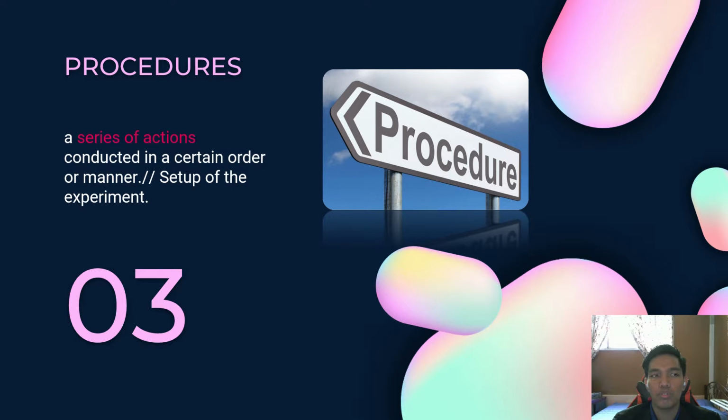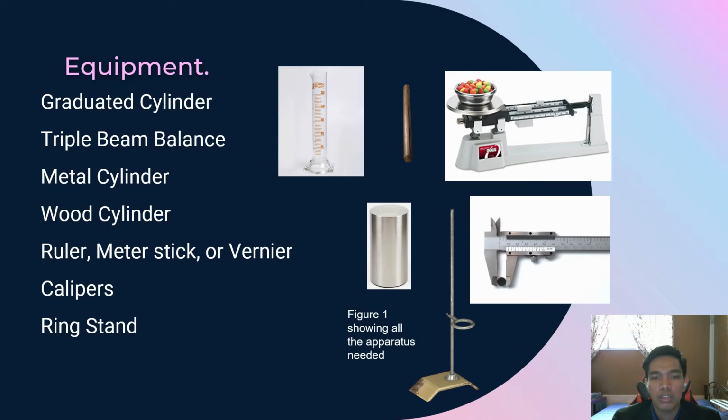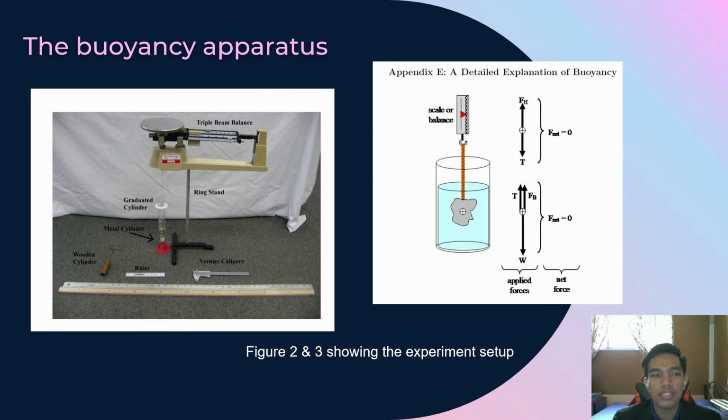Moving on to our next point, which is the procedure of the experiment. For this experiment, we are going to need a big graduated cylinder, a triple beam balance, a metal cylinder, a wood cylinder, a ruler, meter stick or vernier calipers, and a ring stand. Here is the buoyancy apparatus setup. There are two figures, which are figure 2 and figure 3.